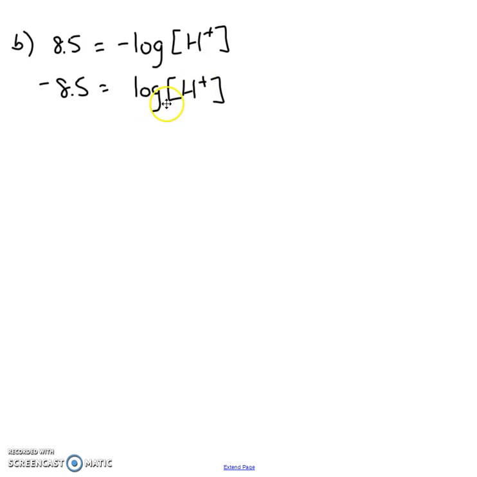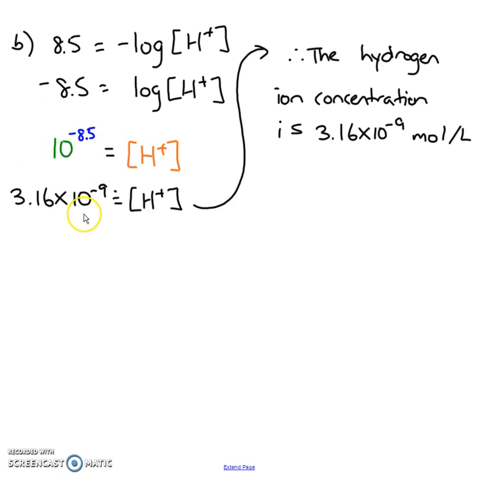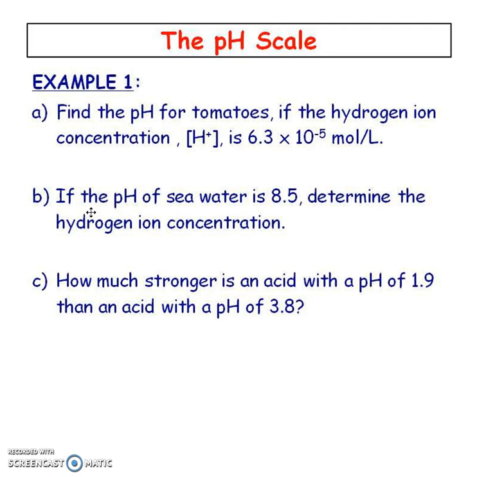The base of 10, right? There's an invisible 10 here. 10 to the power of your exponent is equal to your answer. So here we go. 10 to the power of the -8.5 is equal to that hydrogen ion concentration. And when I put this into my calculator, I get this really big number. Or I guess in this case, it's a really small number. Okay, so therefore the hydrogen ion concentration is 3.16 times 10 to the -9 moles per liter. All right, those are fairly easy questions.